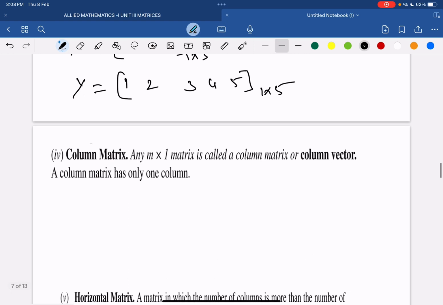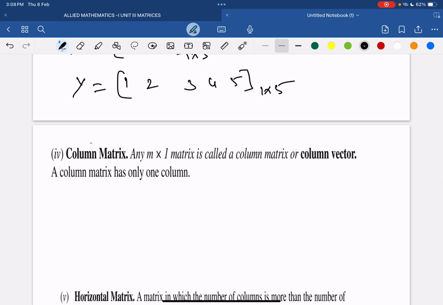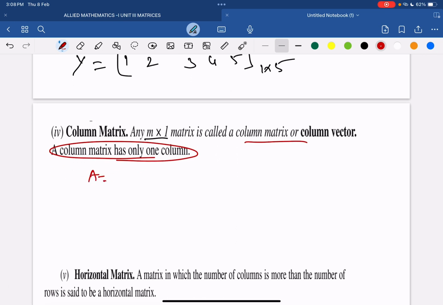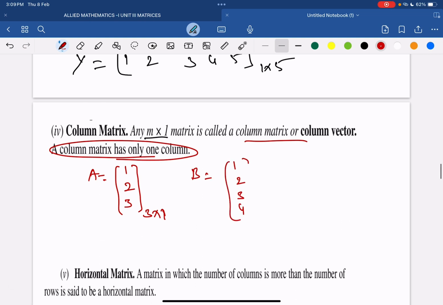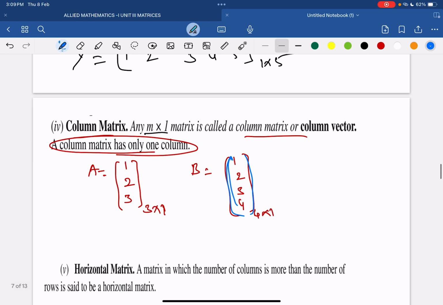Next is column matrix. A matrix of order m by 1 is known as a column matrix or column vector. It has only one column. For example, A is equal to 1, 2, 3: 3 rows and 1 column, so the order is 3 by 1. And B is equal to 1, 2, 3, 4: 4 rows and 1 column, 4 by 1. The column matrix has only one column and many rows.